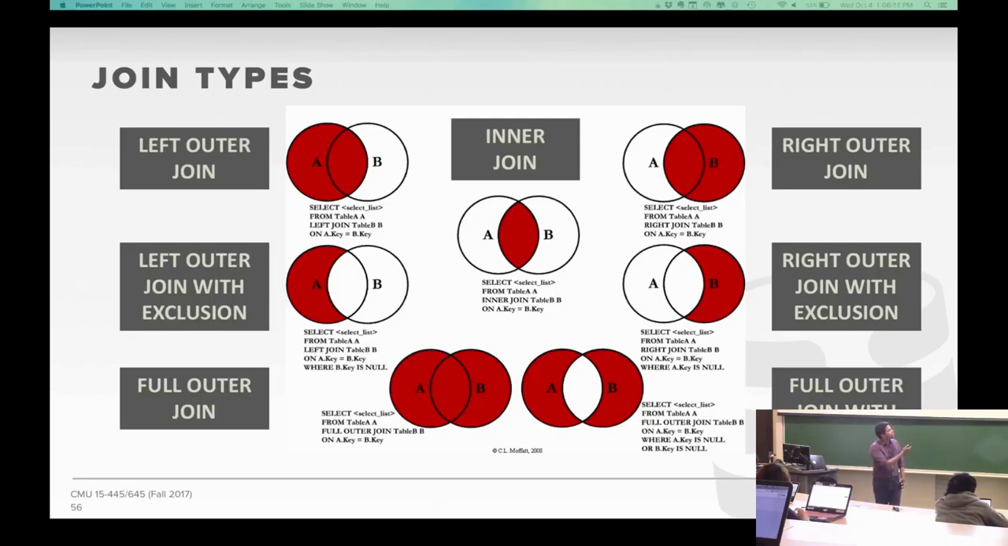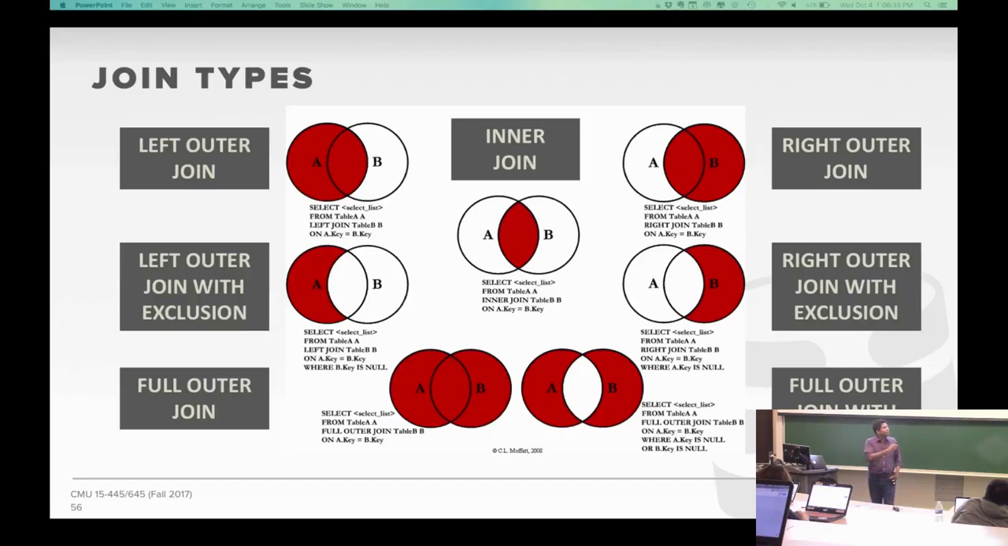For instance, in the first example on the top left, you're doing a left outer join of two tables A and B. And then in the middle one, you're doing an inner join, so you only get the set of tuples that have matches in both A and B. So you have these very different kinds of join types. These are different join operators that the user can actually make use of.